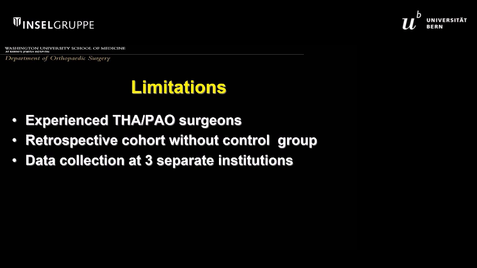Limitations of the study: all these cases were performed by experienced surgeons who do both PAOs and total hips, so there's obviously a sophisticated understanding of the procedures and it's not clear how generalizable the information is. It is a retrospective cohort without a control group, so we're just almost assuming that we're having comparable results to patients who have not had a previous PAO, but certainly the data supports that. And then the data collection process might not be perfect. Three separate institutions may introduce some variability in the data collection.